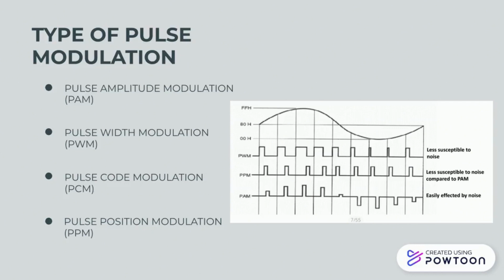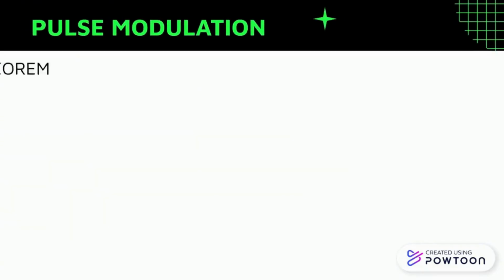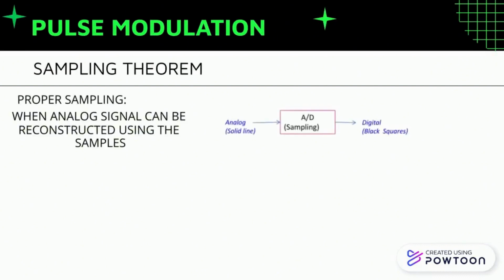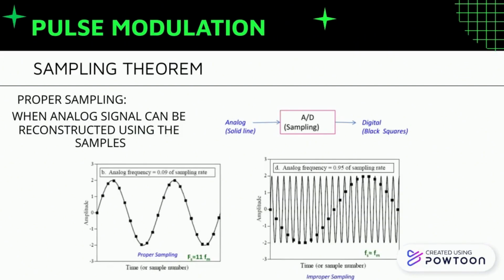Before we go into the detail of the types of pulse modulation, we're going to start with the sampling theorem. In the sampling theorem, there are three things that need to be highlighted. The first is proper sampling, second is improper sampling, and lastly is the sampling method. Proper sampling is when the analog signal can be reconstructed using samples. The analog signal, which is the solid line, will be changed into the digital signal, which is the square, through sampling. The left one is the proper while the right one is the improper.